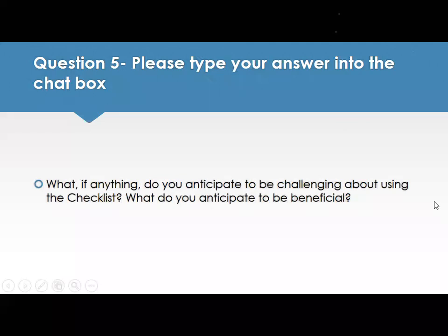So what, if anything, do you anticipate to be challenging about using the checklist, and what do you anticipate to be beneficial? Or what could you see being helpful?